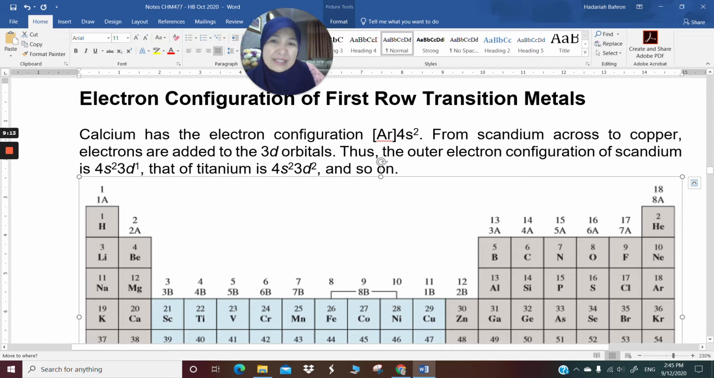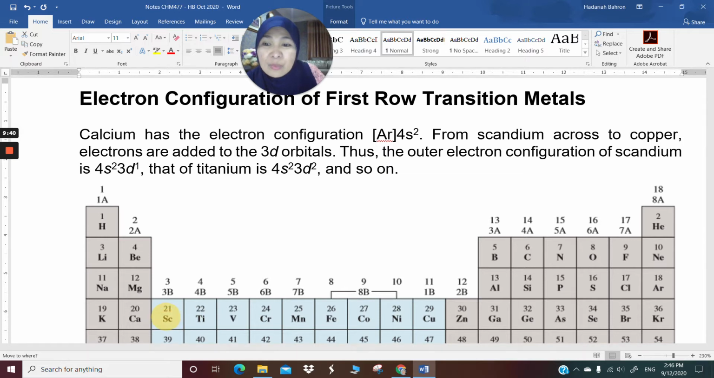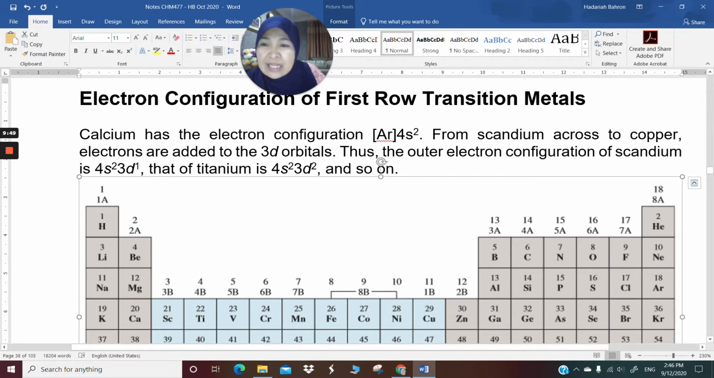Calcium has electron configuration of argon, which is the inner argon, 4s2. This is 4s1 for potassium, and calcium is 4s2. Now, the outer electron configuration of scandium, then, after you finish with the 4s, the 3d come next. So scandium here has one more electron than calcium, so it is 4s2 3d1.